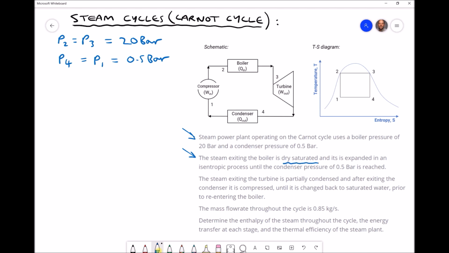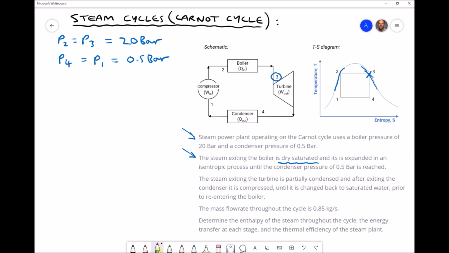If we refer to our temperature entropy diagram at the exit to the boiler, or position 3, then we know that we have dry saturated steam there because it sits on the dry saturated vapour line. Anytime we're on this side of the curve we have dry saturated vapour, and anytime we're on this side of the curve we have wet saturated vapour or saturated water.